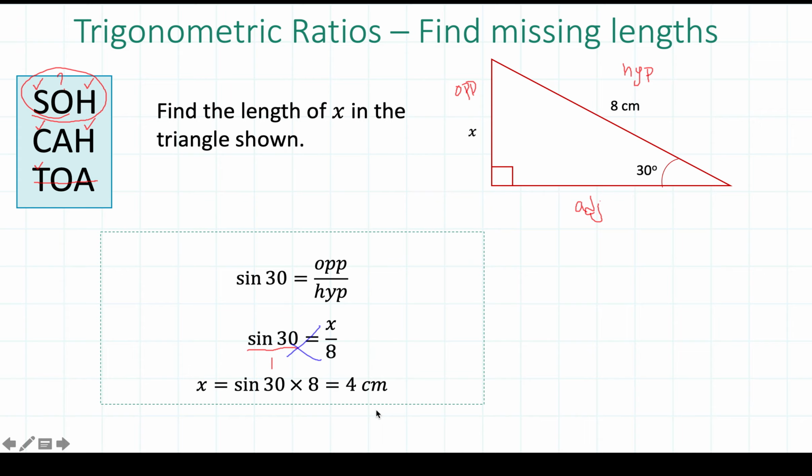Ideally, if you had the adjacent, then you'd use the Pythagoras theorem, but in the cases where you don't and you just have the angle, then you just use the trigonometric ratio. So that's when they become handy.